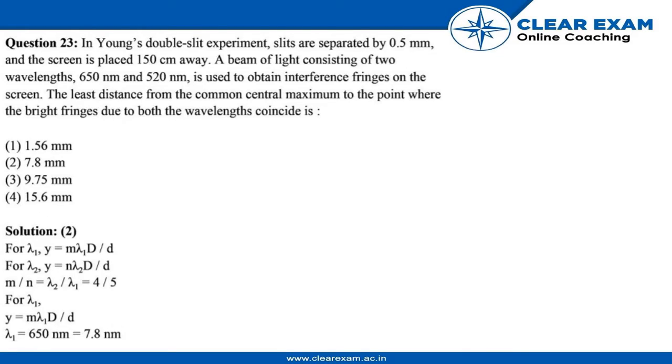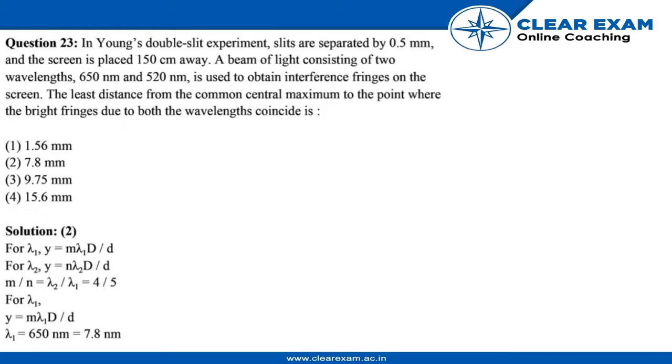Hello guys, now let us discuss question 23. The question is, in the Young's double slit experiment, the slits are separated by 0.5 mm and the screen is placed 150 cm away. A beam of light consisting of two wavelengths, 650 nm and 520 nm, is used to obtain interference fringes on the screen.